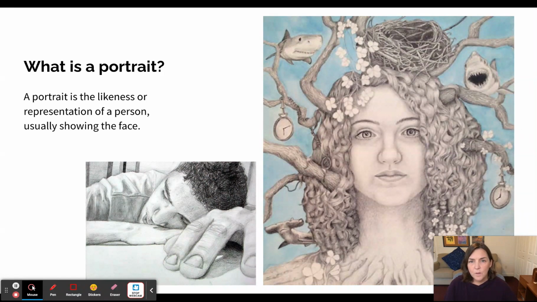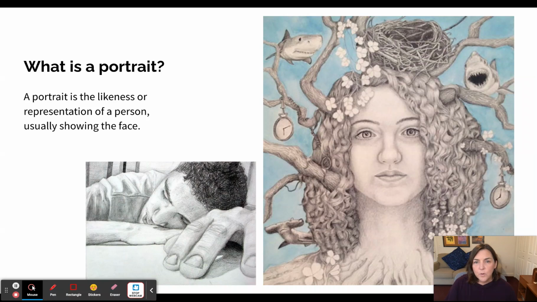Big question number one, what is a portrait? A portrait is the likeness or representation of a person, usually showing the face. What do you notice about these portraits created by student artists? What do you think you would need to know to create a portrait such as one of these? How did each of the artists incorporate unique elements to communicate something about themselves and their feelings or emotions?